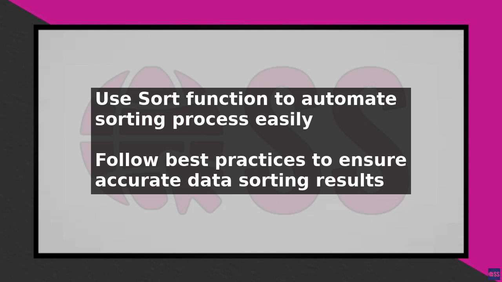In conclusion, sorting by values in Google Sheets is a simple and straightforward process. By following the steps outlined in this tutorial, you can learn how to sort your data by values and improve your overall productivity. Remember to select the correct data range, choose the correct sort criteria, and use the sort function to automate the sorting process.